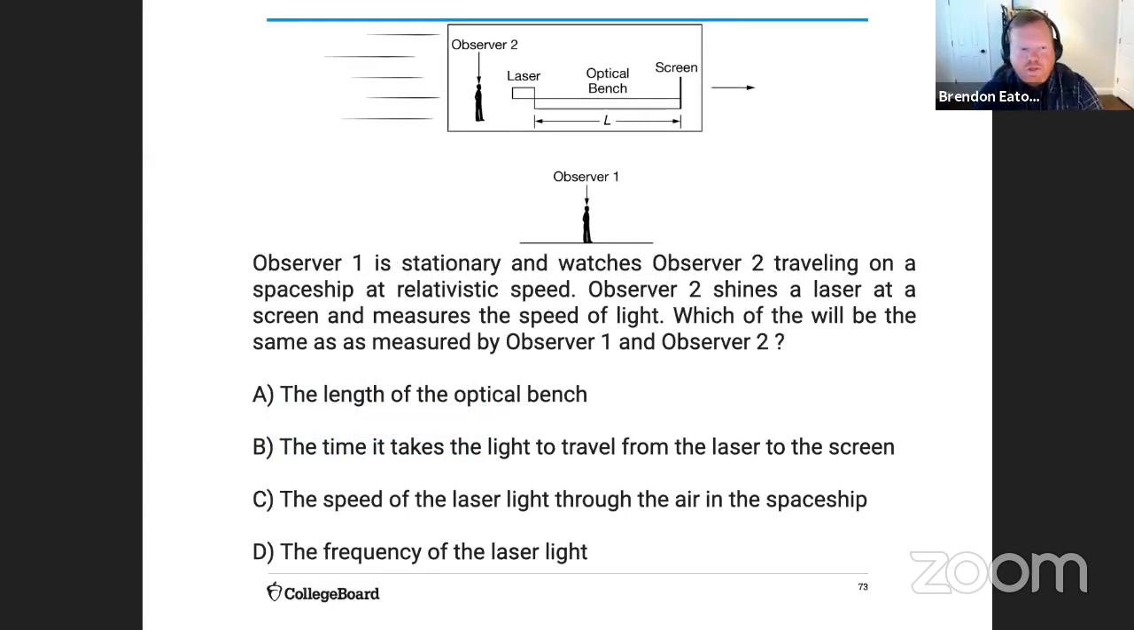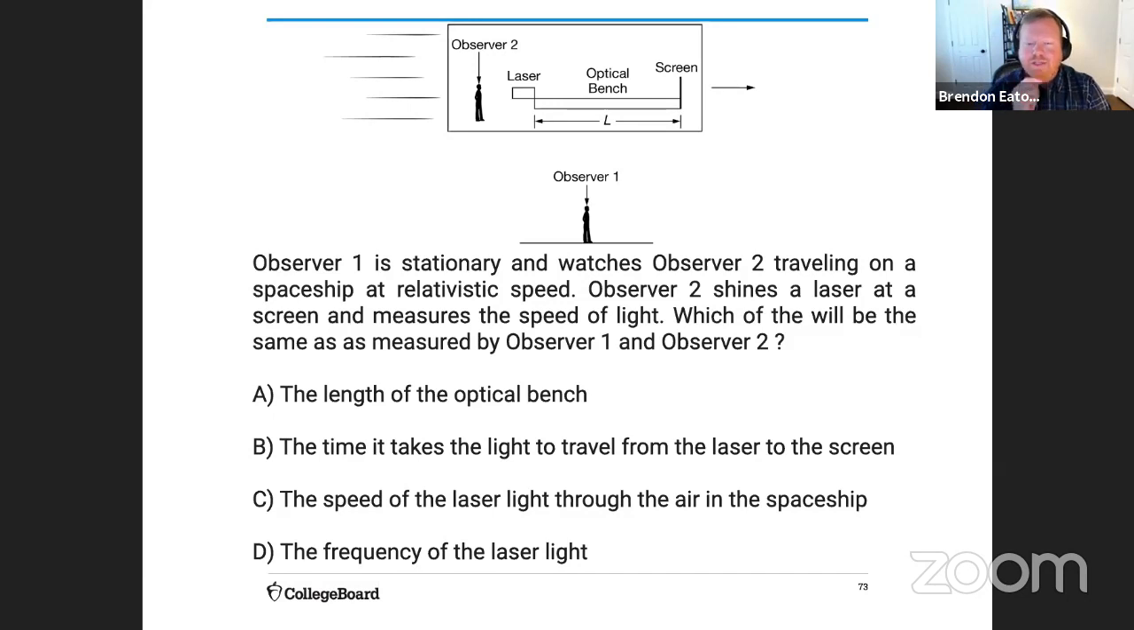Okay, third question. We actually have 4 questions for you today if we have time for it. Observer 1 is at rest. He's stationary and watches observer 2 traveling on this little rectangular shaped spaceship at relativistic speed. That means it's a really big speed, a significant fraction of the speed of light. Observer 2 shines a laser at the screen and measures the speed of light, which will be the exact same as measured by observer 1 and observer 2.